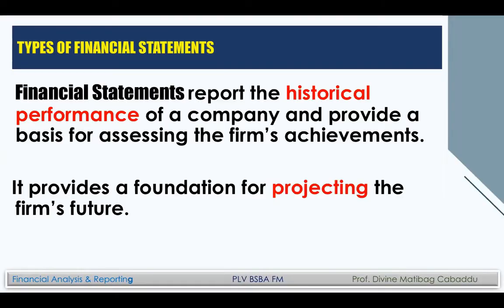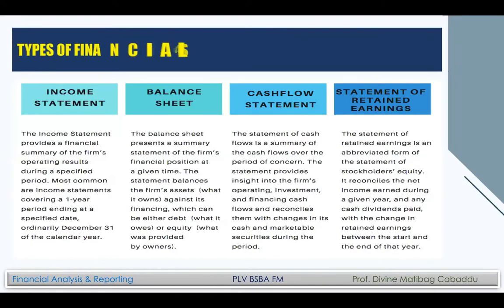All right? So again, financial statements report the historical performance of a company and provide a basis for assessing the firm's achievements. It's also a good basis, no, a foundation for you to be able to project the firm's future. All right? So there are 4 basic financial statements. We have income statement, balance sheet, cash flow statement, and statement of retained earnings.